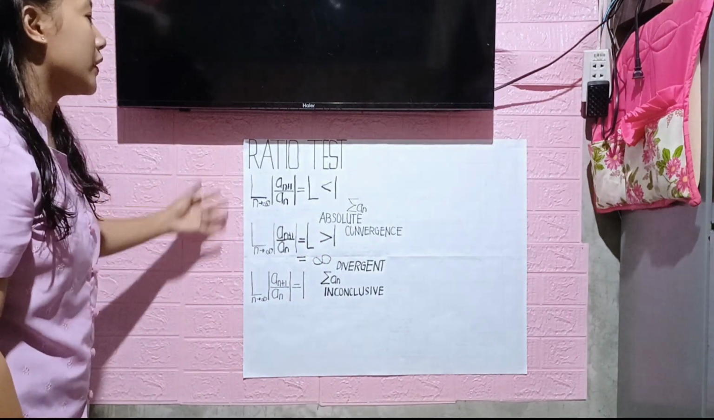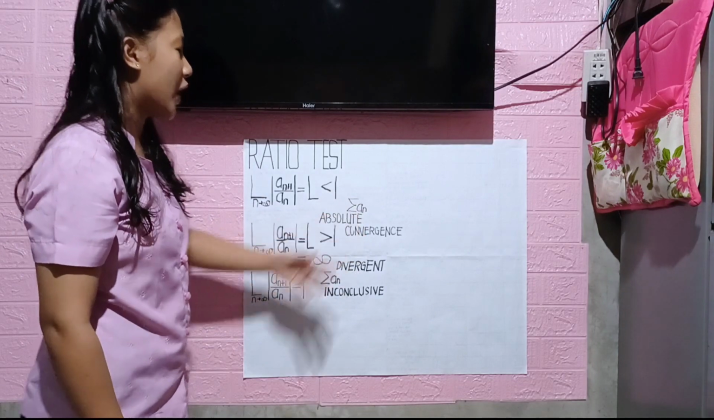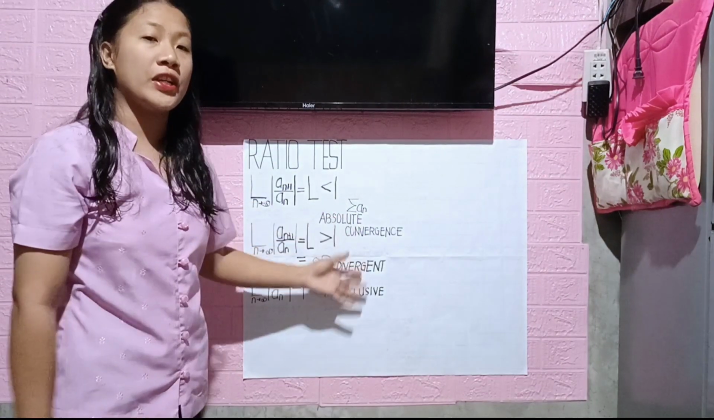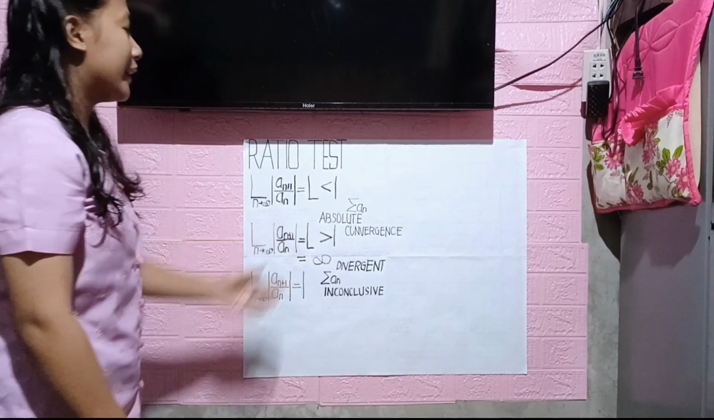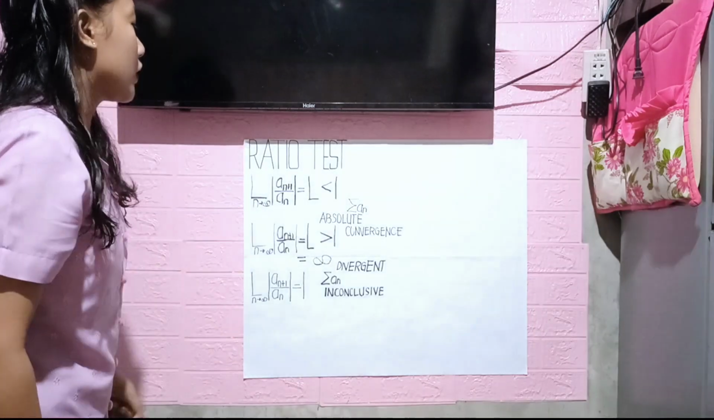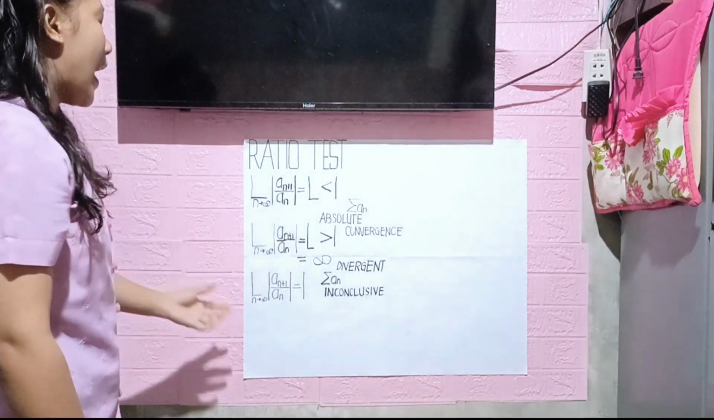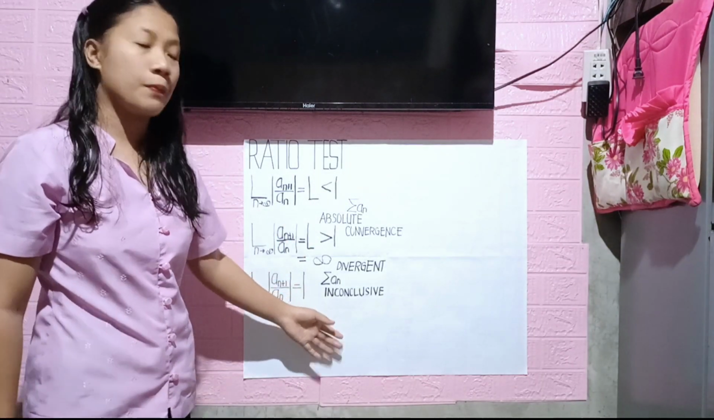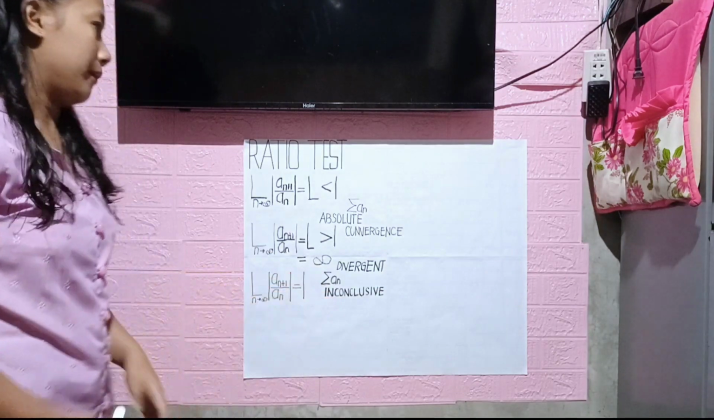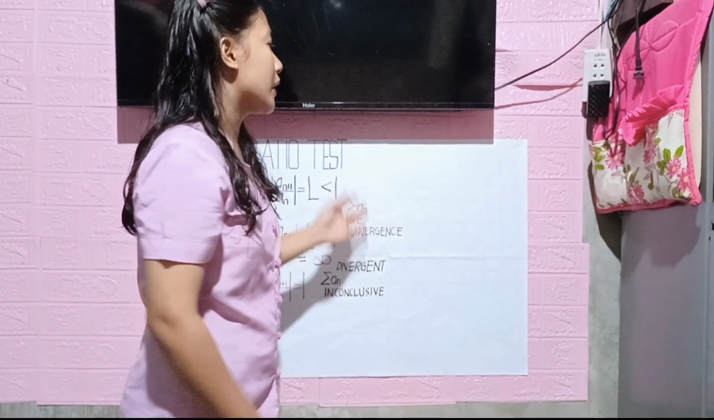If the series is absolutely convergent, then the limit is less than 1. If the series is divergent, then the limit is greater than 1, or it goes to infinity. And last, if the series is inconclusive, then the limit must be equal to 1. So let's have some examples.